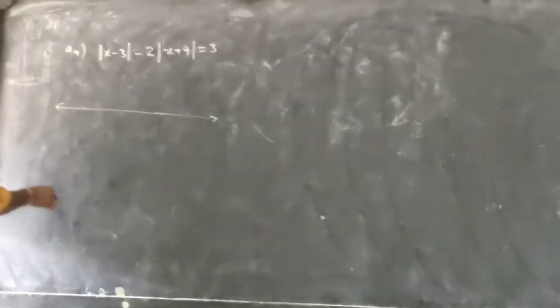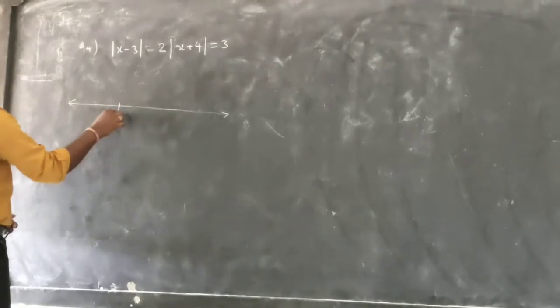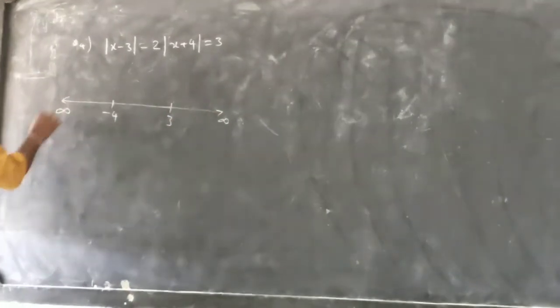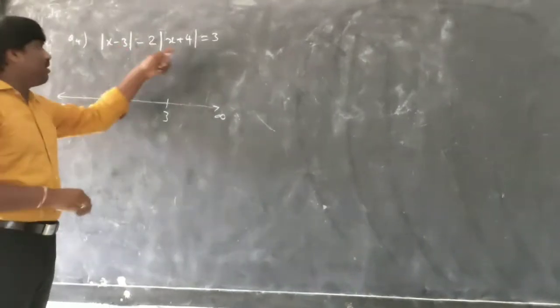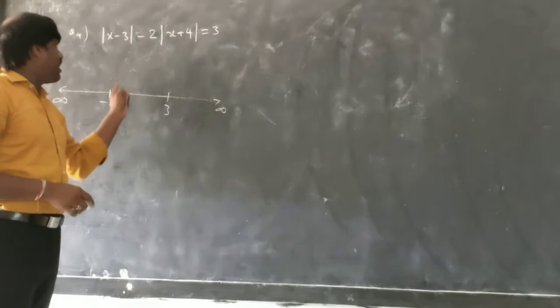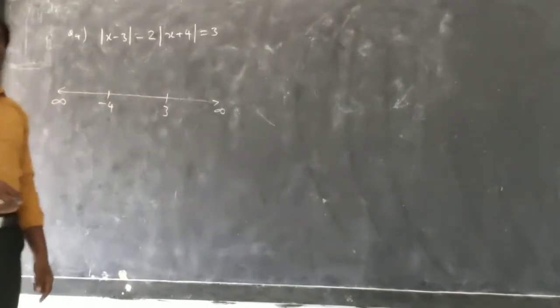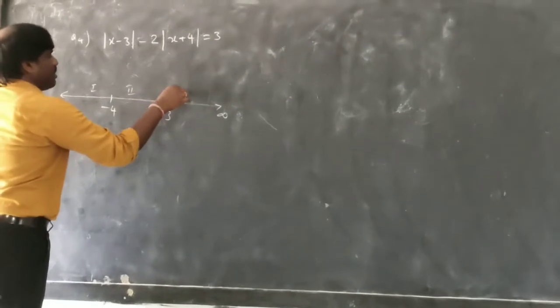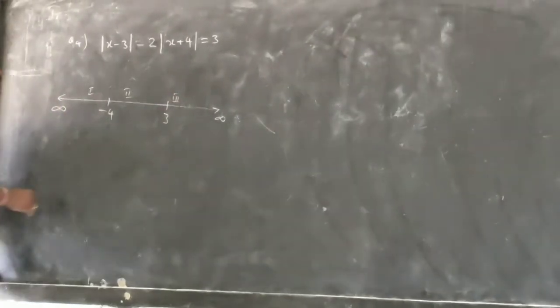What is the zero here? 3. This zero is minus 4. Minus 4, 3, keep it here. First of all, mark the zeros of this modulus function. So for x plus 4, the zero is minus 4, and for x minus 3, the zero is 3. So the number line is divided into how many parts? Here it is divided into 3 parts.